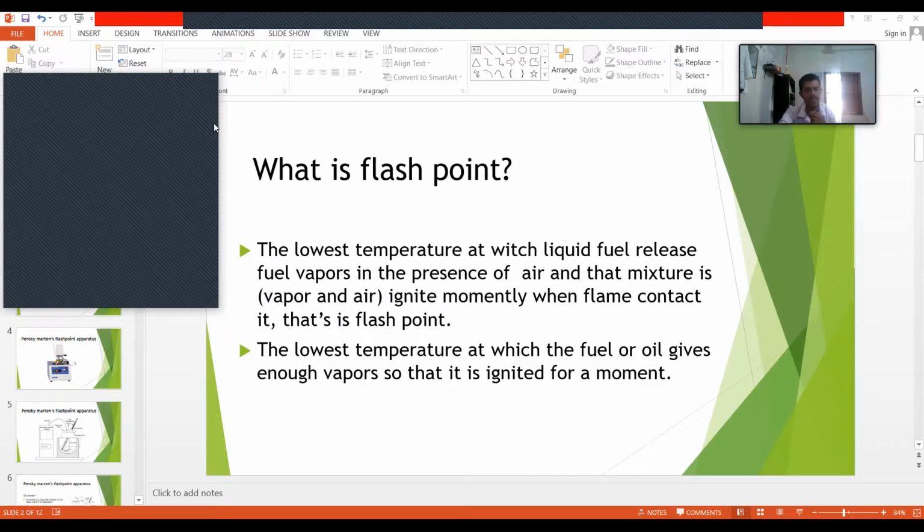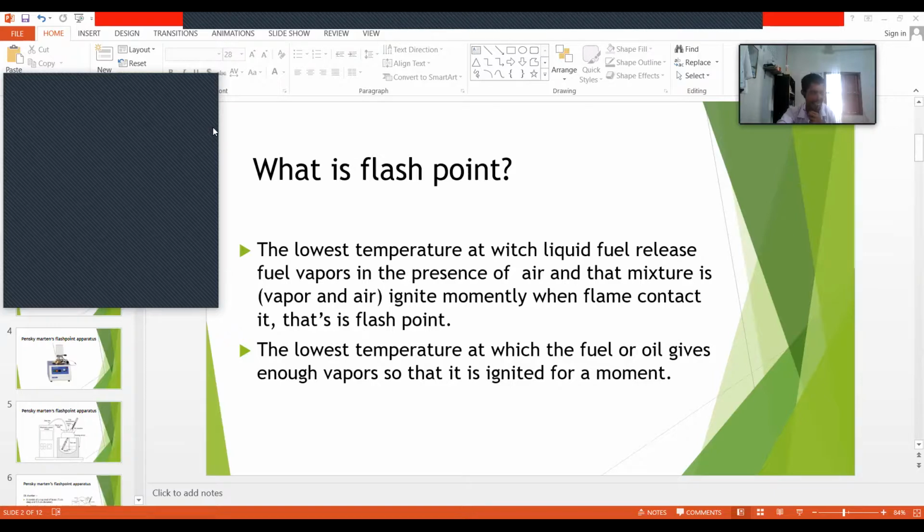We are using diesel to find out the flash point, right? We are using petrol, we are using kerosene or something, right? What is the condition of those things? Kumara. Yes, sir. I understood, sir, but I can't explain.